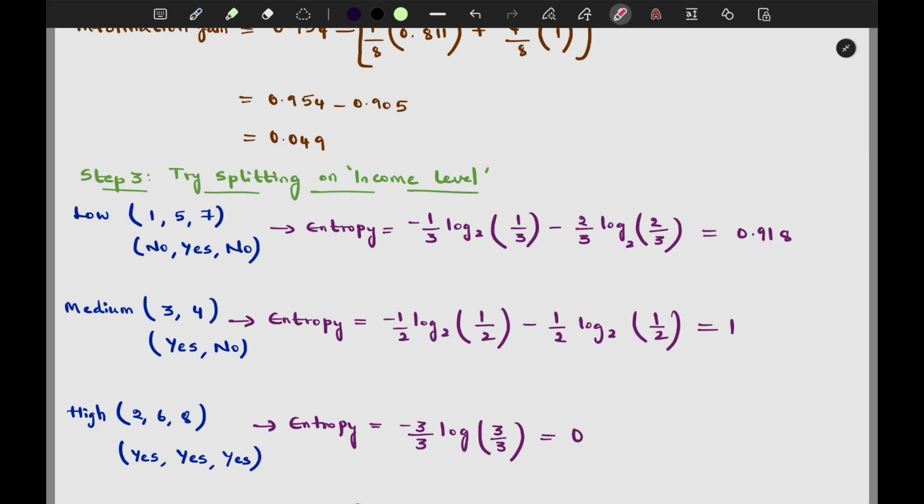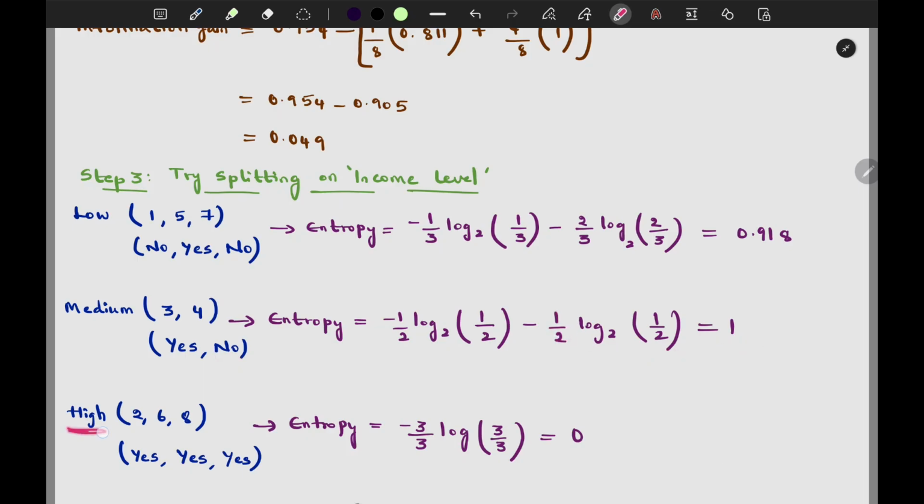The next one is medium. So here the IDs 3 and 4 are type medium, and the classification for ID 3 is yes and the classification for ID 4 is no. Here entropy is nothing but again the probability of positive class, which is 1 divided by the overall classifications, yes and no, like 2 are there: minus 1 by 2 log of 1 by 2, minus again 1 by 2 log of 1 by 2, which is nothing but 1.